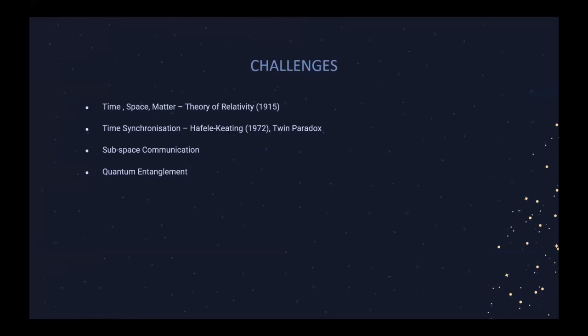It exists at a particular time, it's at a particular location, and has a particular form. Time synchronization came very quickly on the back of that. There were experiments done in 1972 where they put atomic clocks.